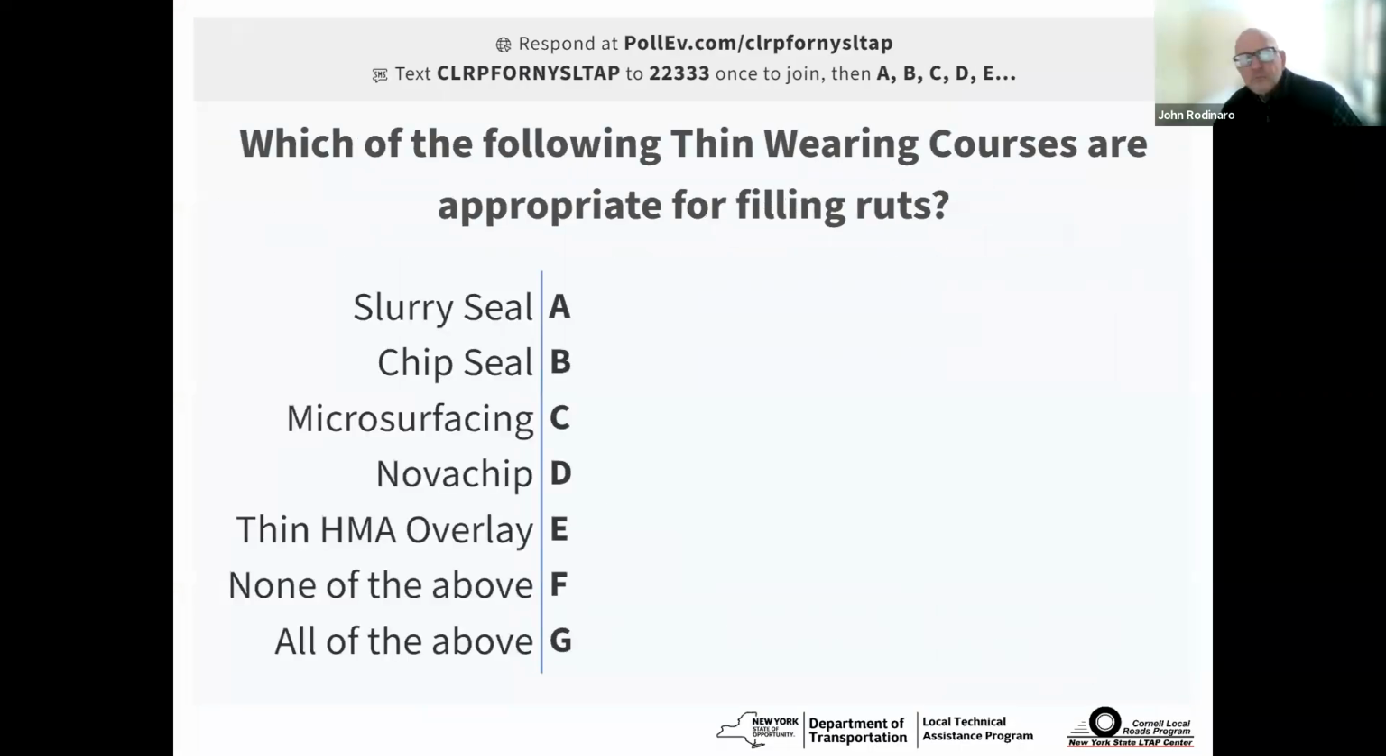So let's ask a quick question. Which of these following wearing courses are appropriate for filling ruts?